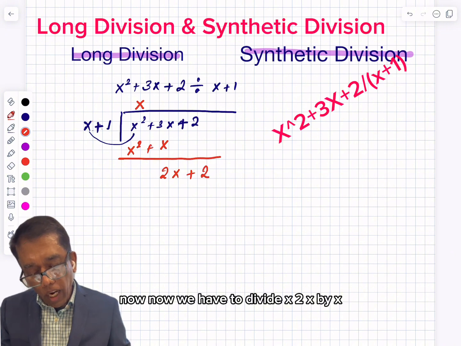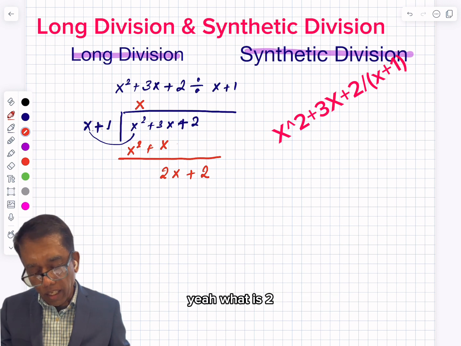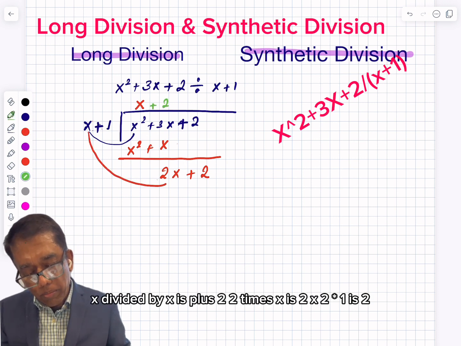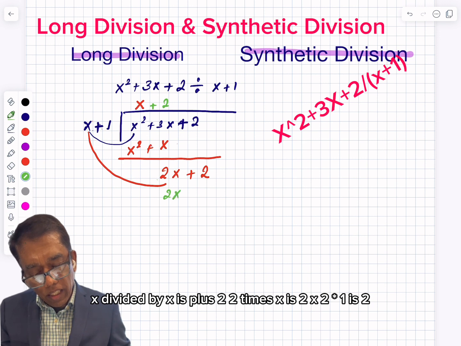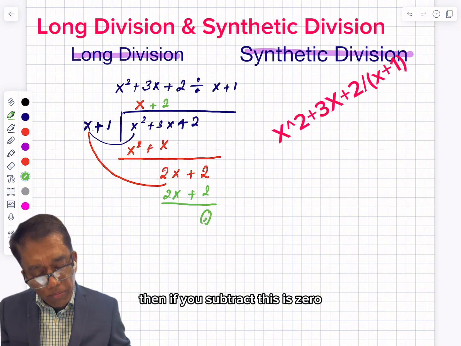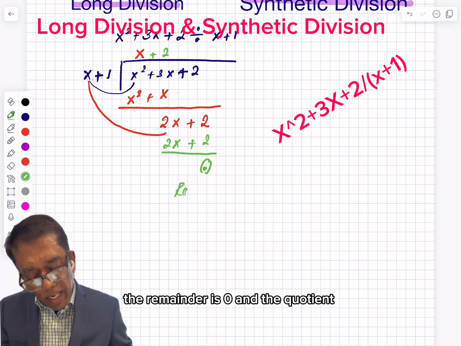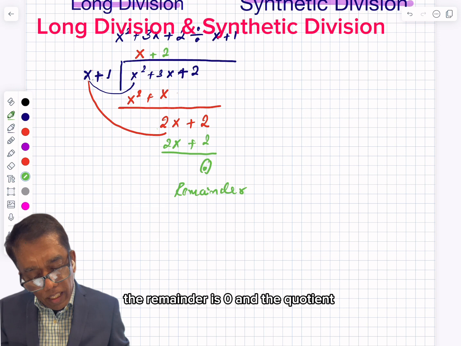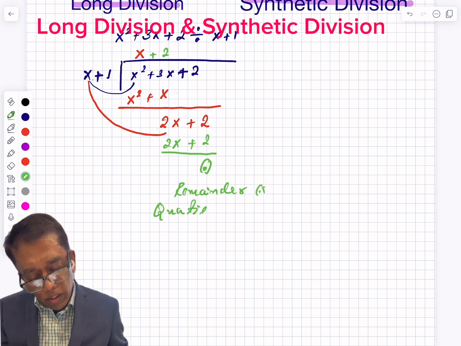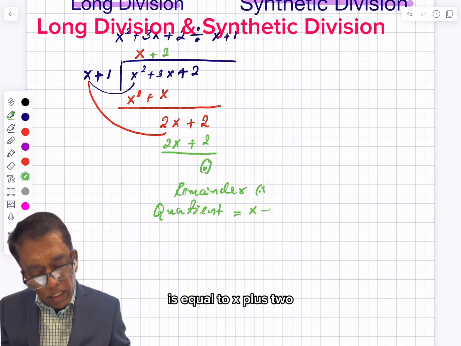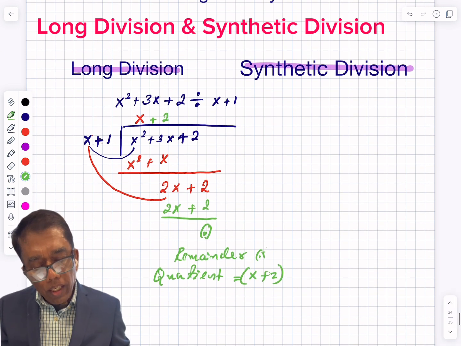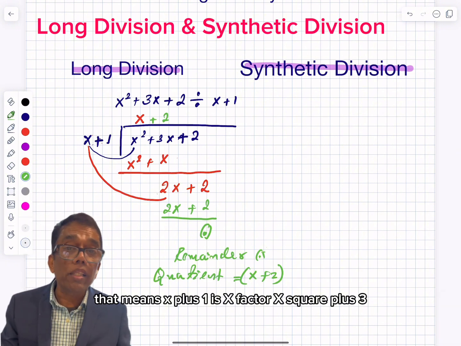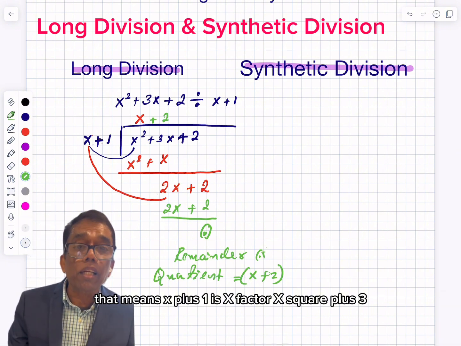Now we have to divide 2x by x. What is 2x divided by x? It is plus 2. 2 times x is 2x. 2 times 1 is 2. Then if you subtract, this is 0. The remainder is 0, and the quotient is equal to x plus 2. That means x plus 1 is a factor of x square plus 3x plus 2.